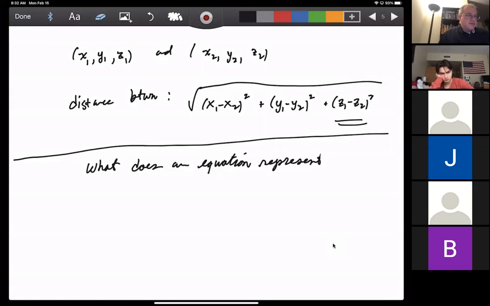So the next question you might worry about is, let's say you have an equation that represents some set of points. What exactly is it going to represent? Well, you have to be careful. You have to always pay attention to what space you are working in.